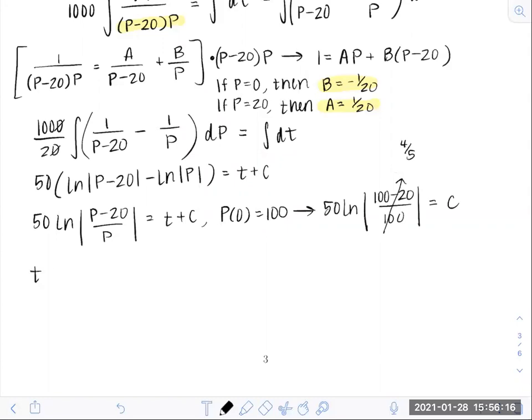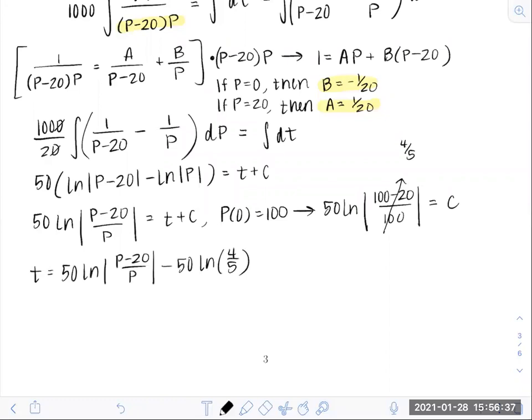And so let me recap. t is 50 natural log of p minus 20 over p. And then I'm going to subtract my constant over. So that is a 50 natural log of 4/5. I'll drop the absolute value since I know that to be a positive number.